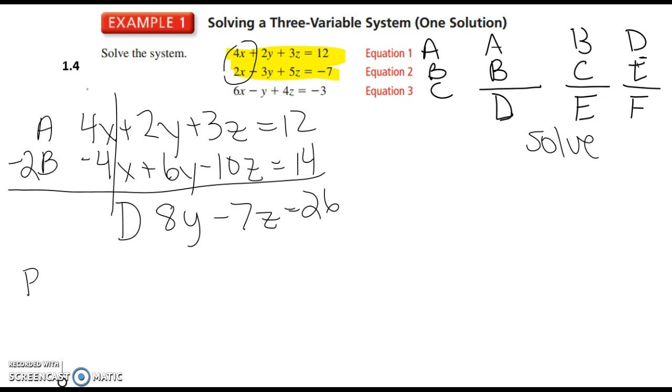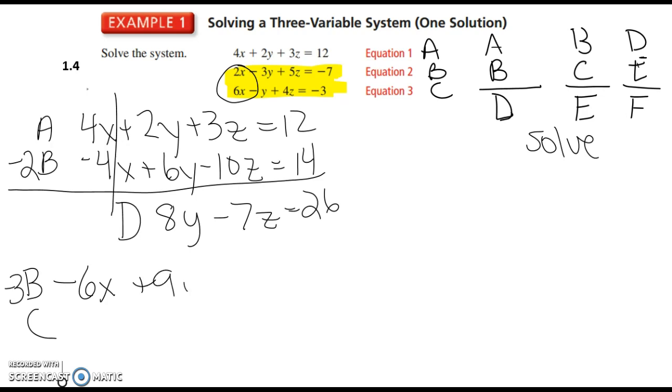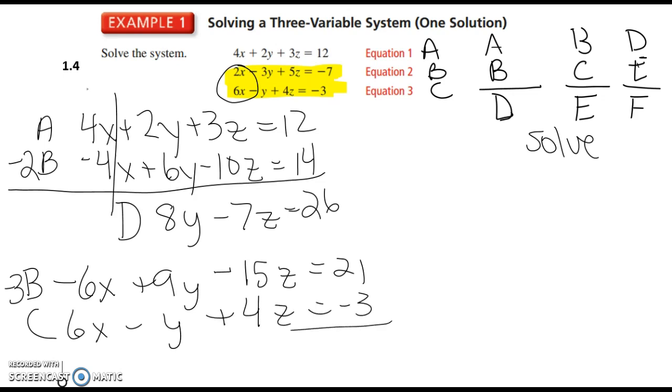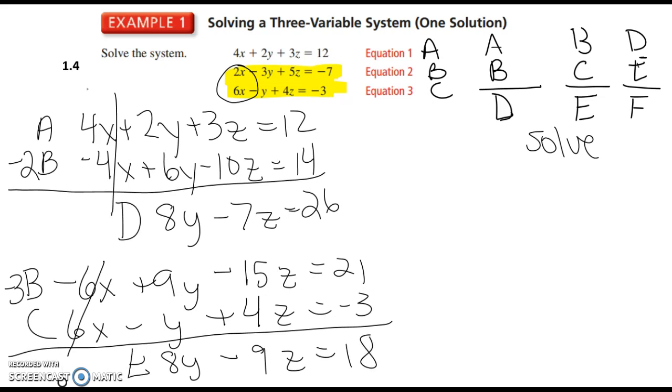Now let's look at 2 new equations, B and C. For equation B and C, we want to eliminate x again. So in B we have 2x, and in C we have 6x. So let's make them both 6's. Let's make B -6, which means we have to multiply all of the B equation by -3. That will change the x term to -6x, plus 9y minus 15z equals 21. We don't need to touch the C equation, so just recopy it. Now let's add the equations down, and notice the x term is eliminated. We're then left with 8y minus 9z equals 18. We're going to call this equation E.